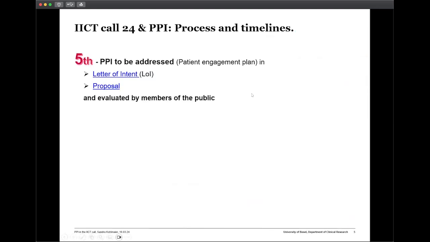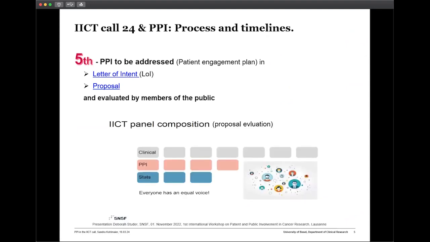It's the 5th time for the SNSF IICT call that PPI has to be addressed. It has to be addressed in the so-called patient engagement plan, as it's called in this call. This plan can be found in the letter of intent, but also later in the proposal. And important for you to know, it's not only that you have to address it, it will also be evaluated. Your proposal will be evaluated by the SNSF, by members of the public, and they have a real voice.